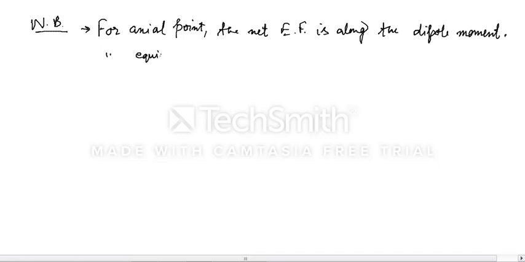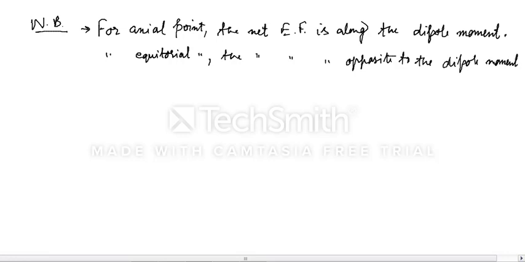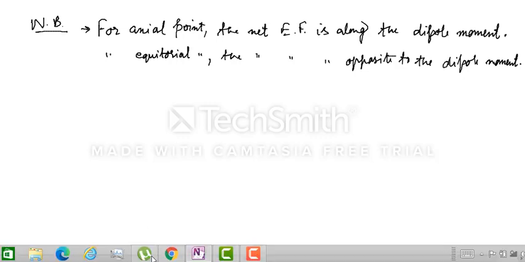For an equatorial point, the net electric field is opposite to the dipole moment. So this point is very important for us to understand.